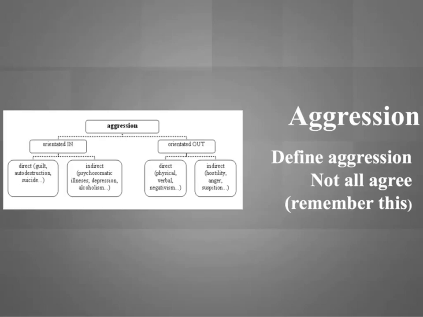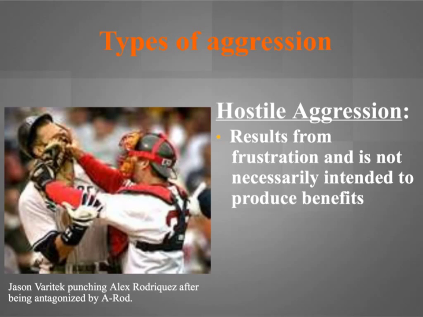Before we continue further, let's explore the two basic types of aggression. Hostile aggression results from a frustration and is not necessarily intended to produce benefits. Examples of hostile aggression are fights that break out after a heated argument, or even the bad words that come out of one's mouth when upset by other drivers on the highway. It's called road rage. It can often be the purging of anger or frustration in a physically or emotionally violent manner.